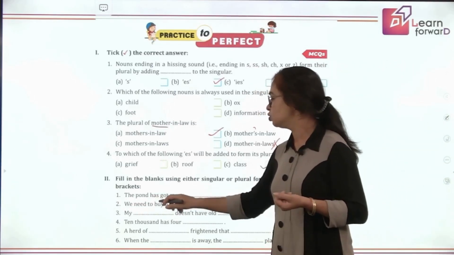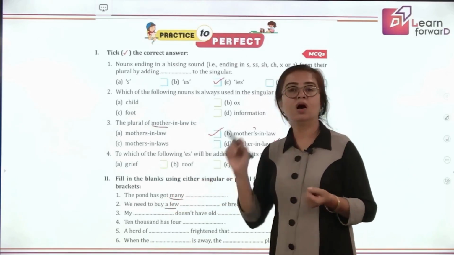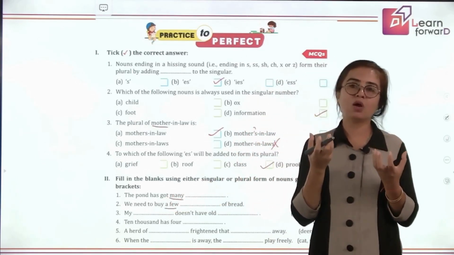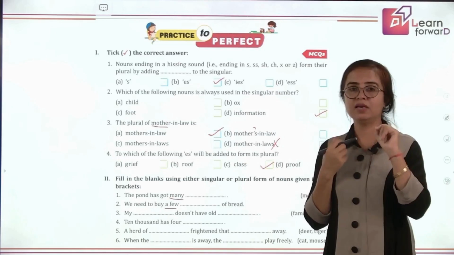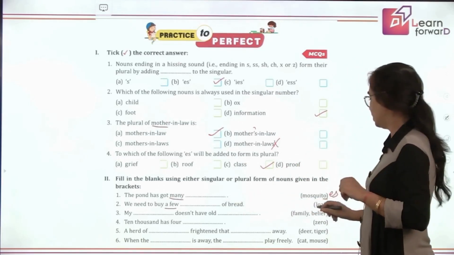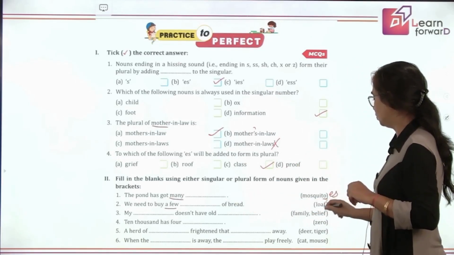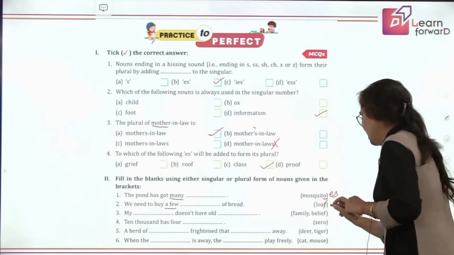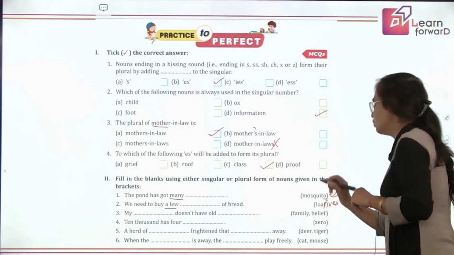We need to buy a few. A few means some. They are countable, but it's not one, right? So we'll be using plural again. Loaf. The plural of loaf is? Yes, good. So it is loaves.